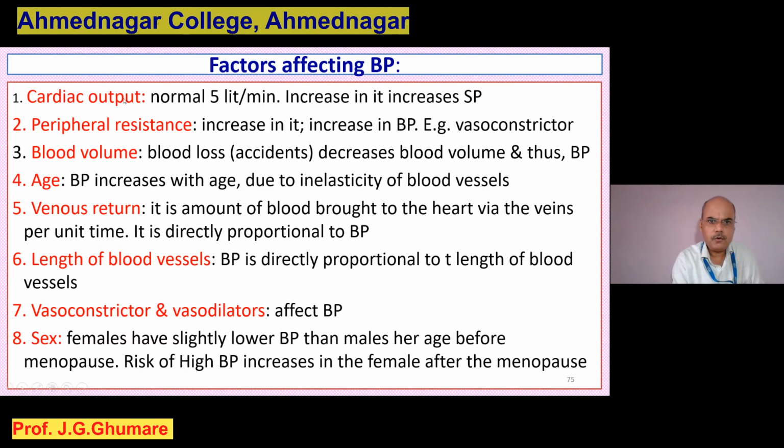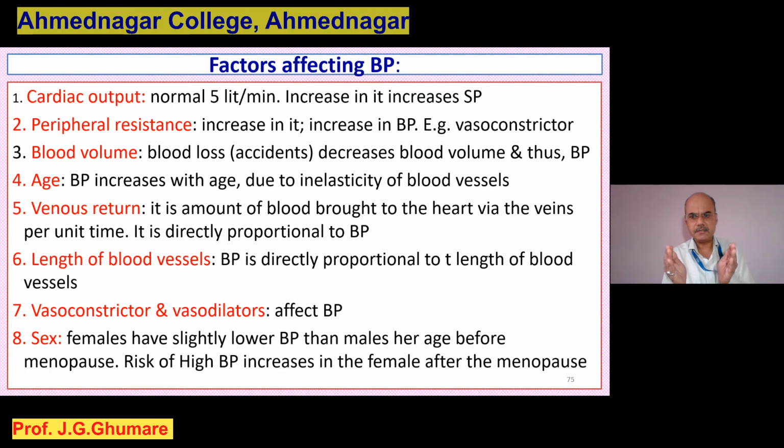And then which factors affect the blood pressure? Number one is the cardiac output. Normal is 5 liters per minute, as we said. And if it increases due to obesity or one other reason, an increase in the cardiac output will increase the systolic BP specifically, not diastolic. So cardiac output is directly proportional to BP. Second is the peripheral resistance. An increase in the peripheral resistance will increase the blood pressure.